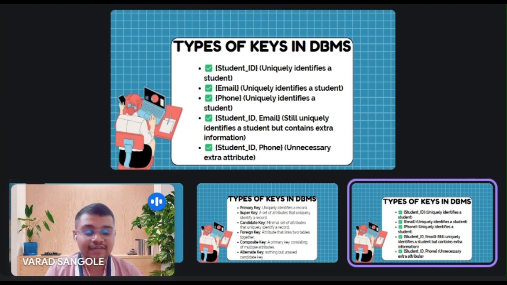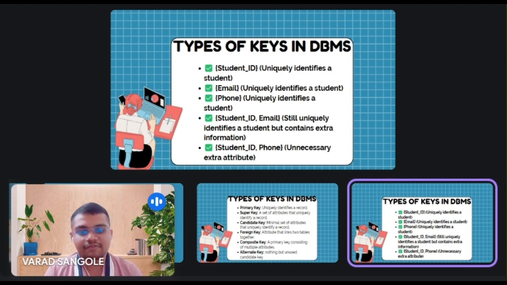But in a candidate key we cannot take that. We have to take student ID only, or email only, or phone number only as a candidate key. So it is not possible to combine two attributes to make a candidate key. That is the basic difference between them.